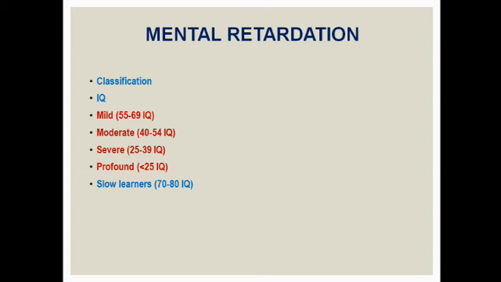How are we going to classify the IQ? Intelligence quotient is derived from the formula mental age divided by chronological age, multiplied by 100. Suppose someone has a mental age of 30 and his chronological age is 20, multiplied by 100, somewhere around 150 will be his IQ. We call a patient mildly mentally retarded when his IQ falls between 55 to 69, moderate if it is 40 to 54, severe when it is 25 to 39, and profound when it is less than 25.